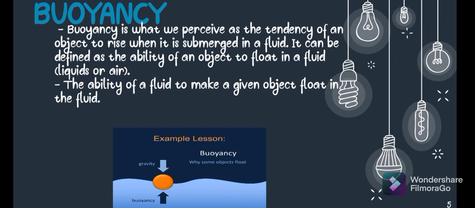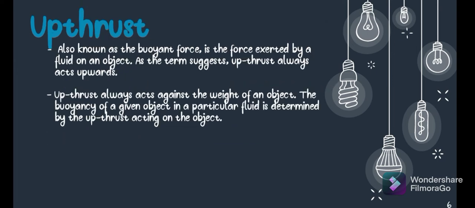To further understand, let's proceed to the next slide. So what we have here is upthrust. I will not read it, so let's explain it directly. Upthrust is most commonly known as the buoyant force. It is the upward force exerted by a fluid to oppose the weight of a partially or fully immersed object. If an object's weight is less than the buoyant force acting on it, then the object floats. However, if the object's weight is greater than the buoyant force acting on it, then the object sinks.